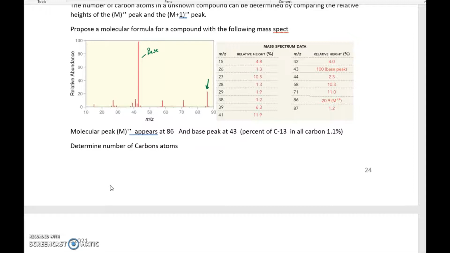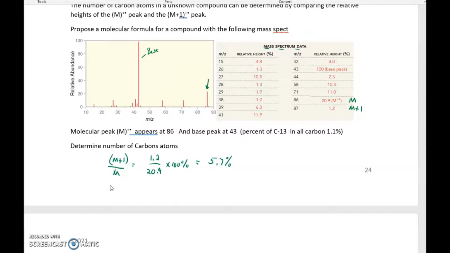All right, so instead of just looking at these lines, we're going to look at the mass spectrum data in a table form. And here we have the relative heights of our molecular peak and our M+1 peak. We need to know how these two relate to each other. So we're going to take our M+1 peak and divide it by the molecular peak. This will be 1.2 divided by 20.9, and we'll multiply it times 100%, and we'll get our answer, which is 5.7%.